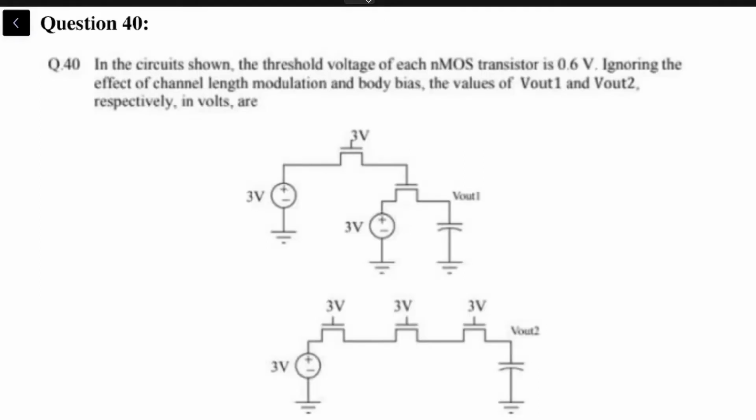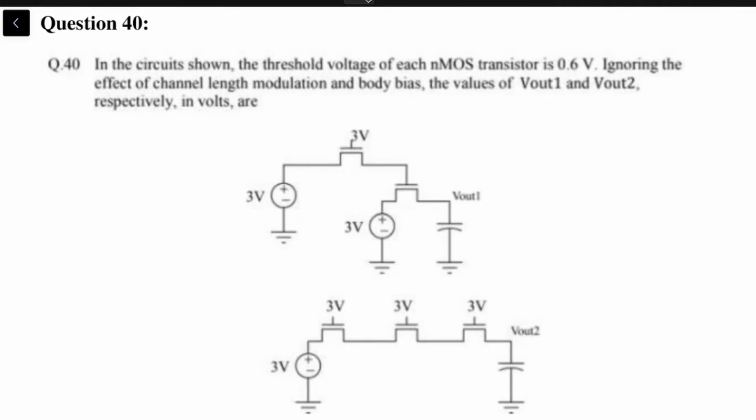So in the circuit shown, the threshold voltage of the NMOS is 0.6 volt, right? So every NMOS shown here has a threshold voltage of 0.6 volt. We have been asked to ignore the effect of channel length modulation and body bias.